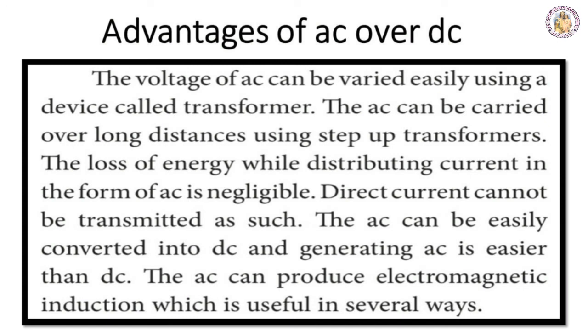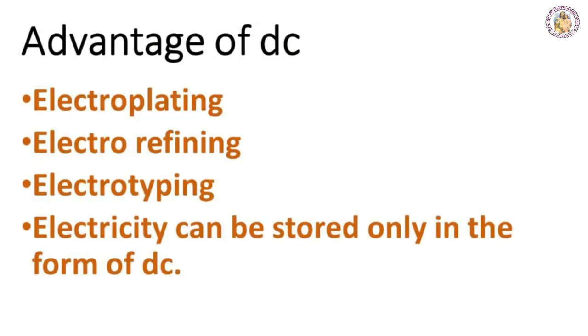The AC can produce electromagnetic induction, which is useful in several ways. Advantage of DC current. Electroplating, electrorefining, and electrotyping can be done only using DC current. Electricity can also be stored only in the form of DC.